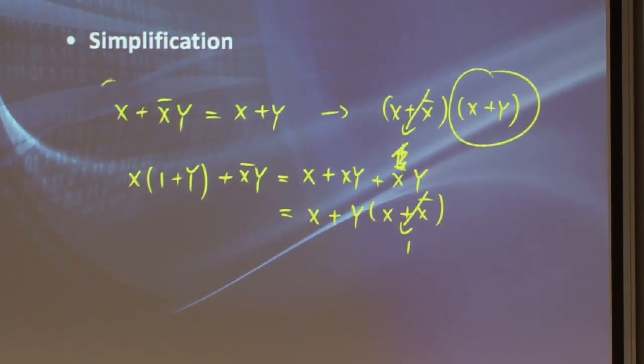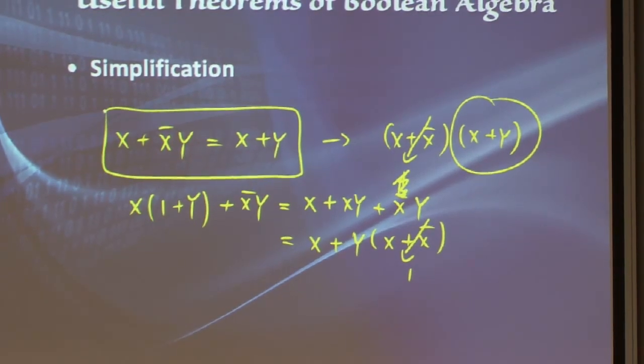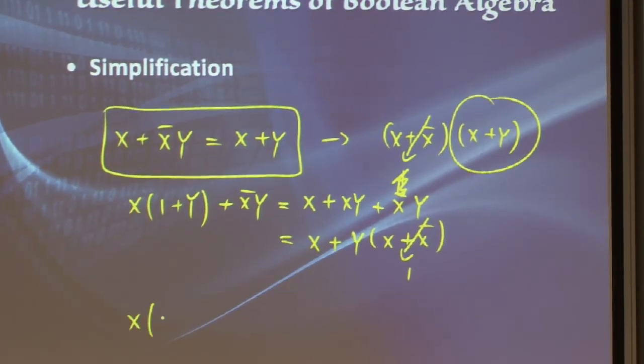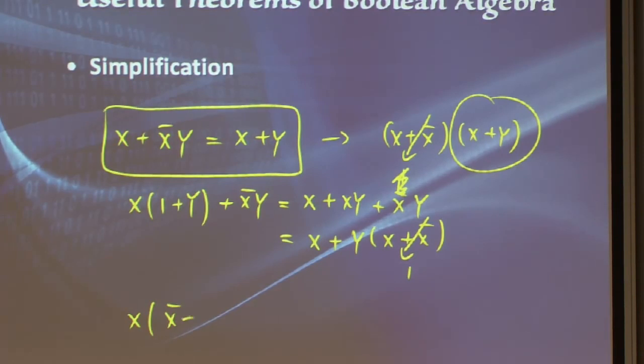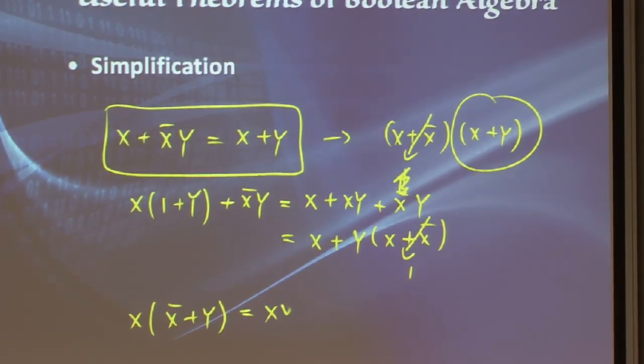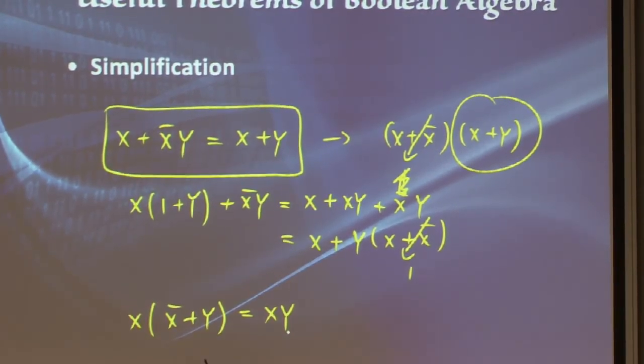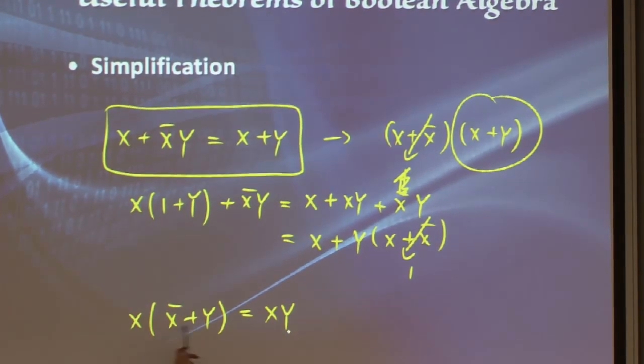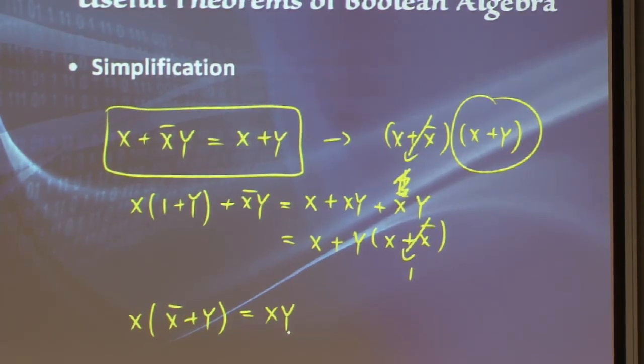By the way, the dual of this one will give us x and not x or y will equal xy. And this is, well, it's true by its dual, but it's also true if you just expand this out. x and not x will be zeroed out, and you end up with x and y.